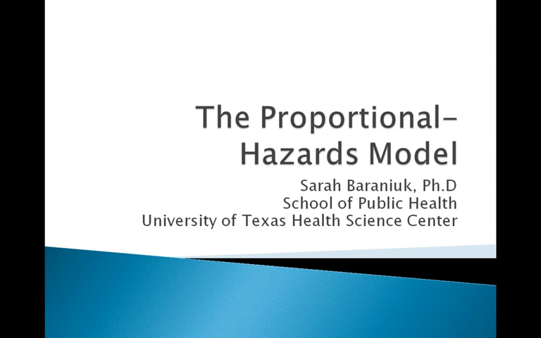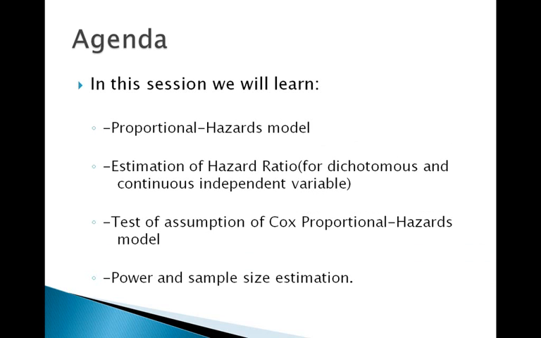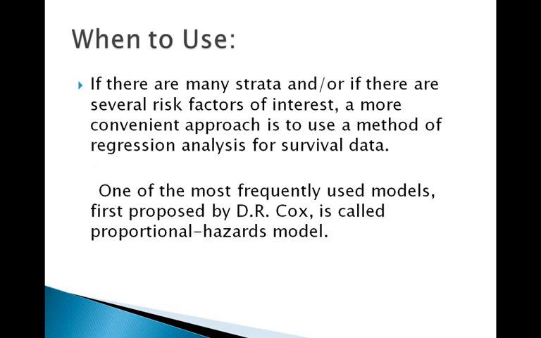This is the final lecture in 4 lectures that we were presenting on survival analysis. This one will encompass the proportional hazards model. So we're going to first define the model, then we're going to talk about how the hazard ratios are estimated from this, both for dichotomous and continuous independent variables. We're then going to talk about the test of the assumption of the Cox proportional hazards model, and there's going to be a brief discussion about the power and sample size estimation and an example given here.